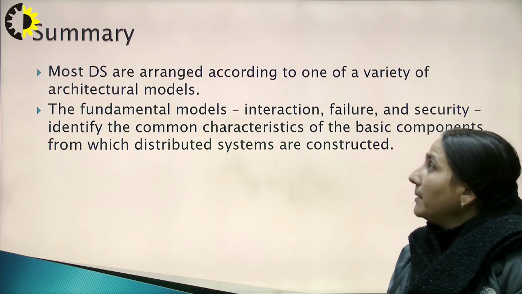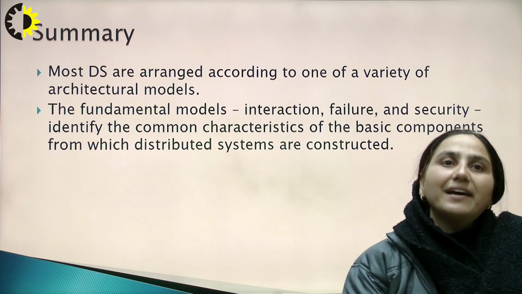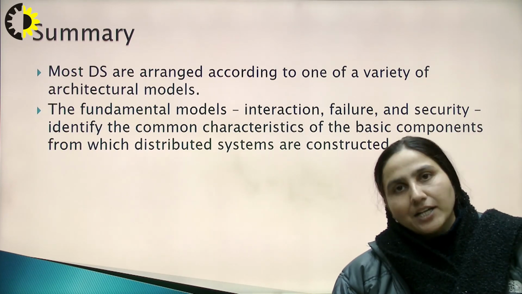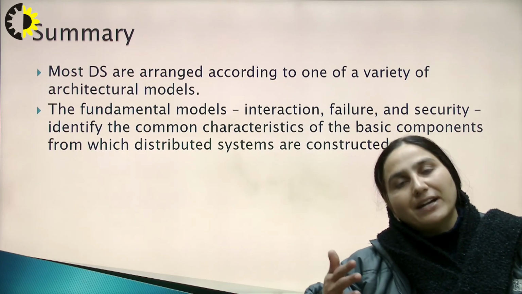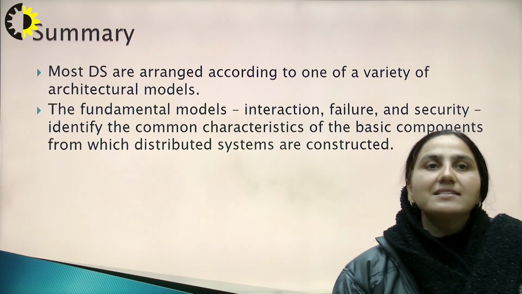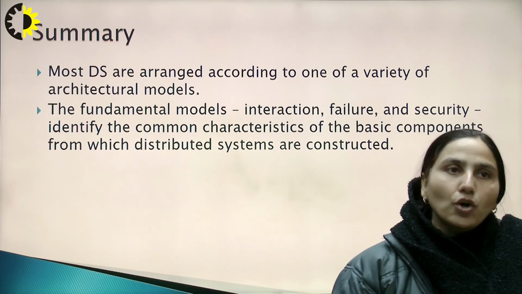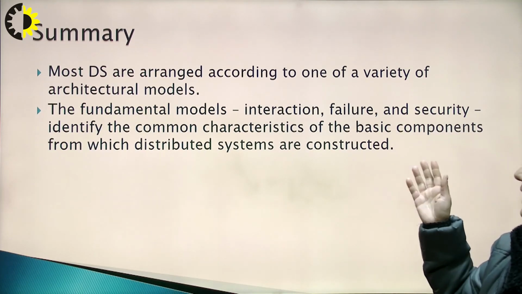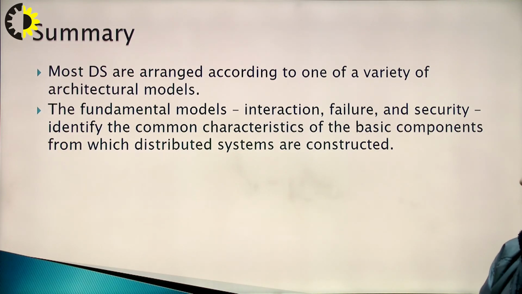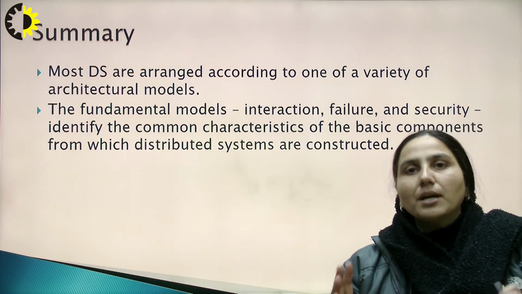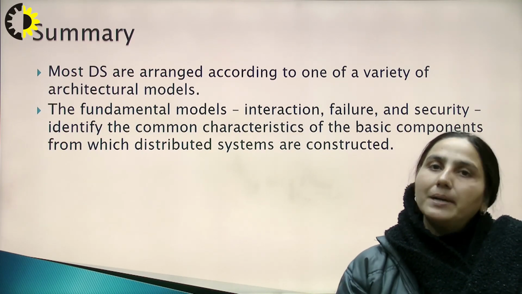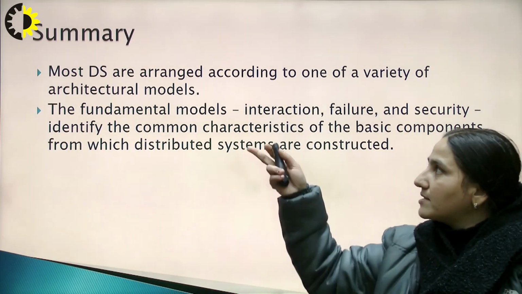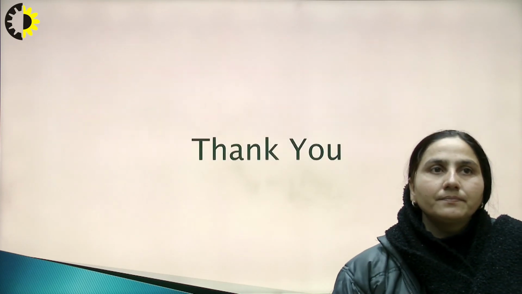Lastly, the summary. Most distributed systems are arranged according to one of a variety of the architectural models that we have discussed so far. The fundamental models describe the fundamental issues, like the non-functional properties, interactions, failure, and security, and identify the common characteristics of the basic components from which distributed systems are constructed. If we talk about architecture, how it is designed, the fundamental model deals with the fundamental properties of the system. This is the summary that we have studied today. Thank you so much.